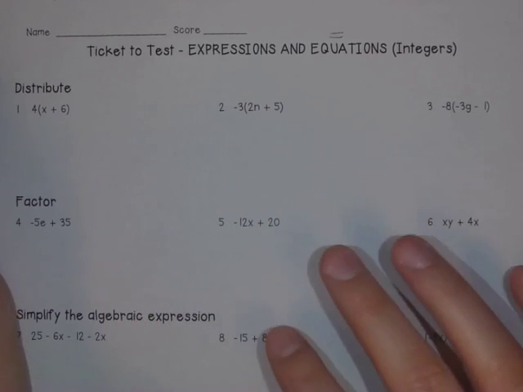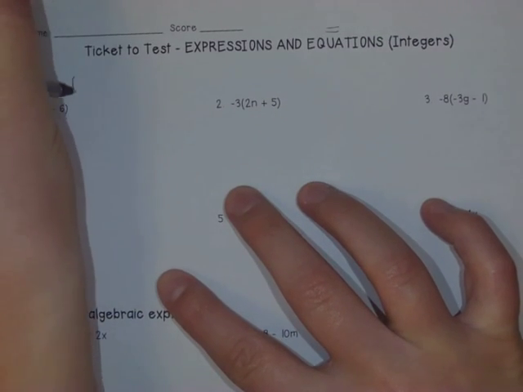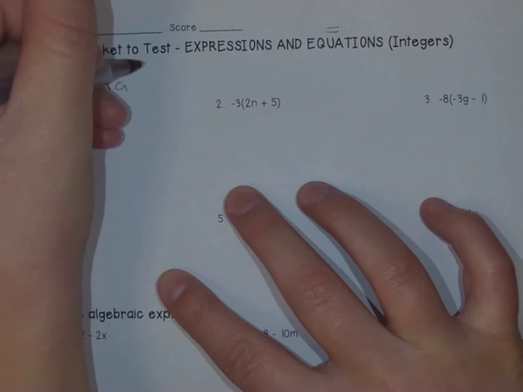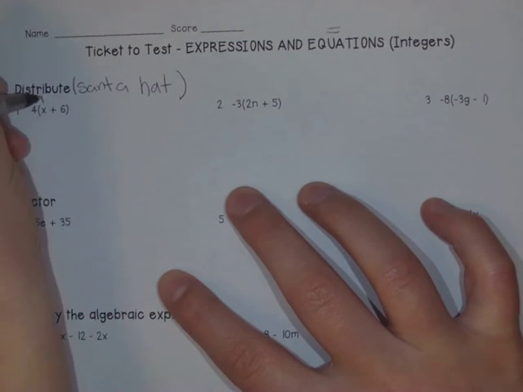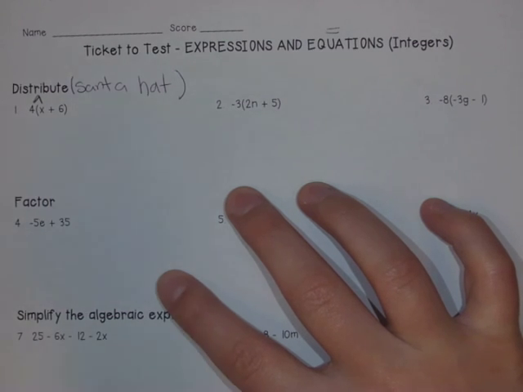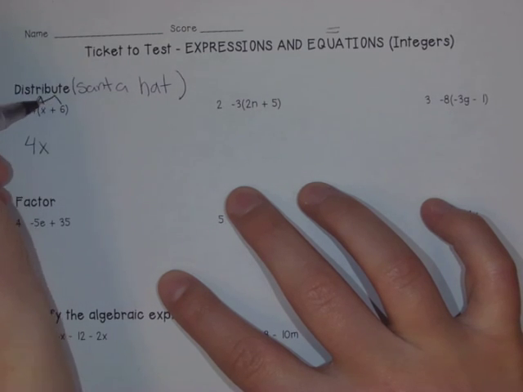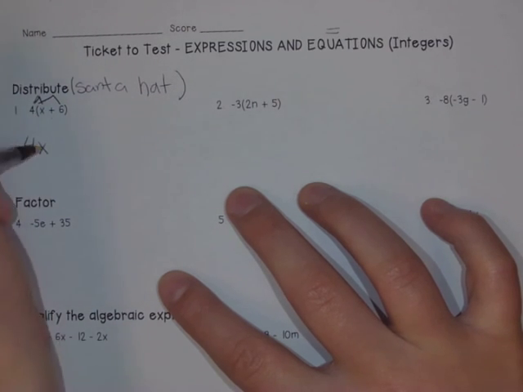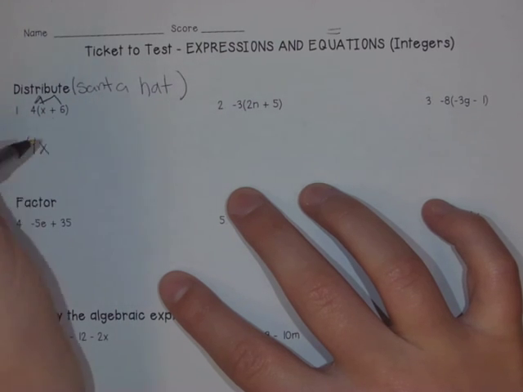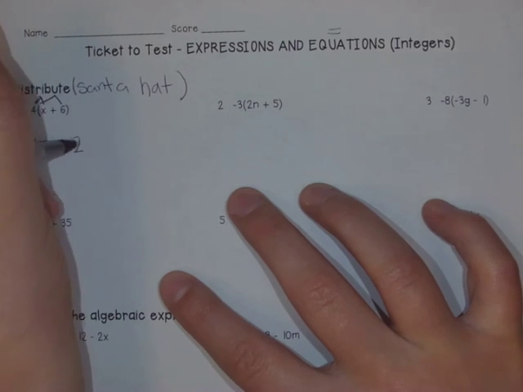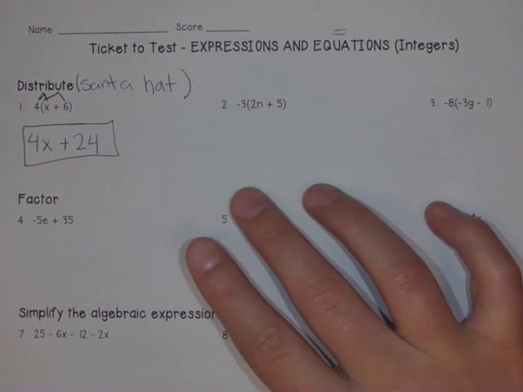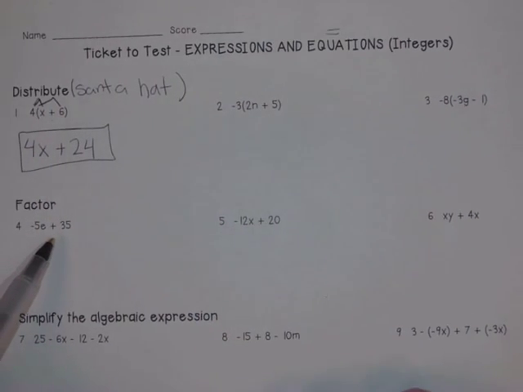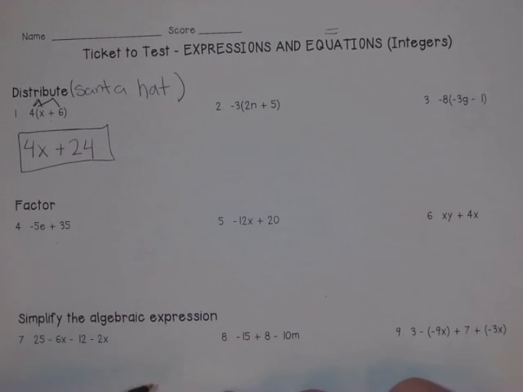So when you are distributing, okay, distributing is your Santa hat. So you always do 4 times x is 4x. And then you have 4 times a positive 6. 4 times a positive 6 is a positive 24. And that's your answer. And if you notice, remember your distributing answer looks just like your factor, because when you factor, it's just the opposite.